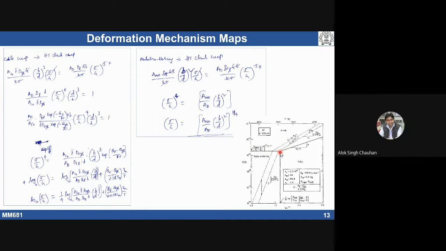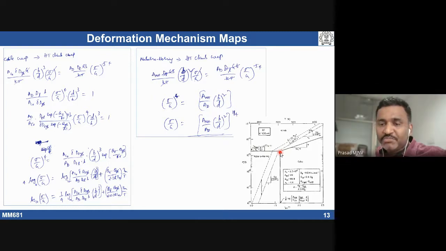So is it clear how to construct a deformation mechanism map? Without using any computational thing, just plugging in the values and constructing the boundaries between the various different mechanisms that we see.